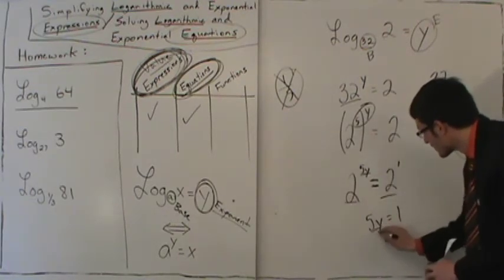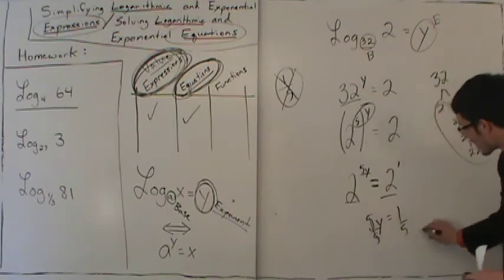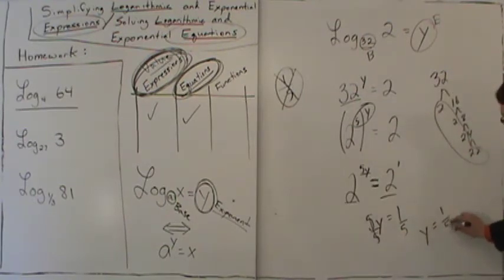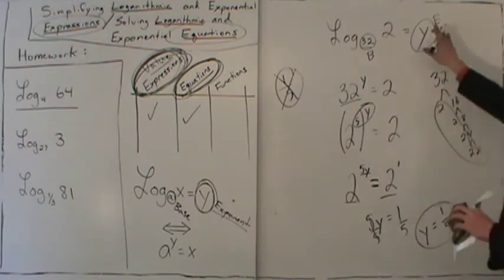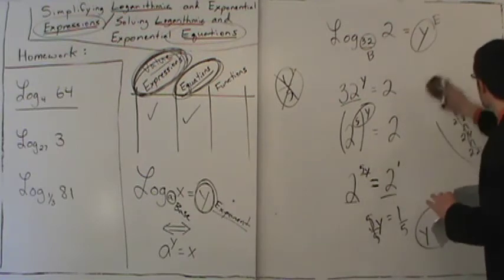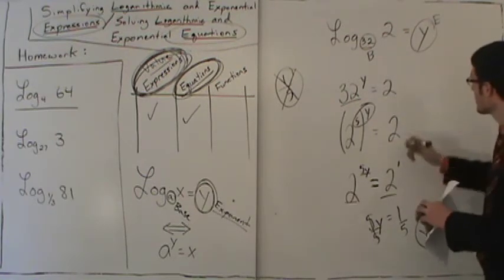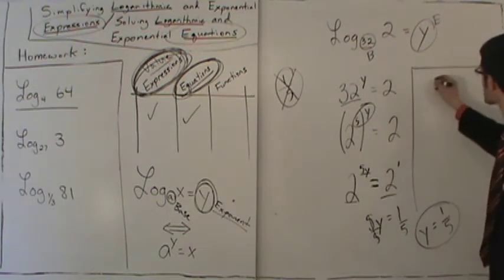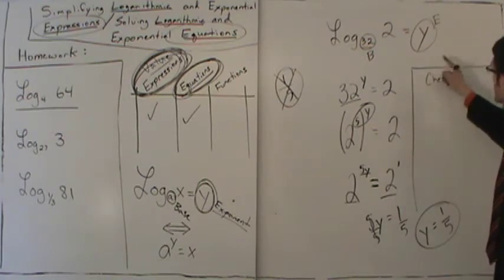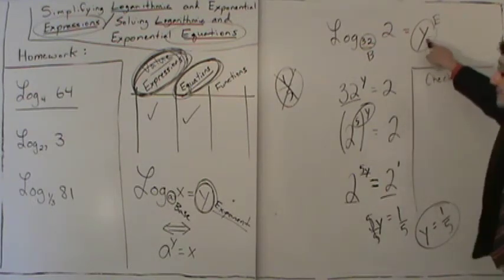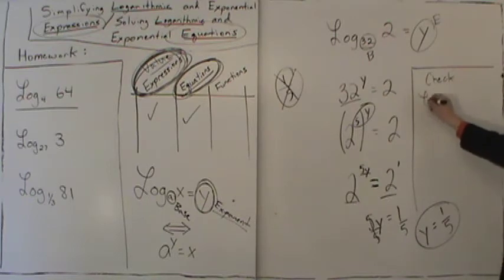Divide by 5, I'll show you. Y equals 1 over 5. Okay, so y equals 1/5. So our answer is 1/5. Let's check it. This is quite interesting. This is actually radical. Okay, so we're checking that y is 1/5. So we're going to put 1/5 back in for y, and we get log base 32 of 2 equals 1/5.